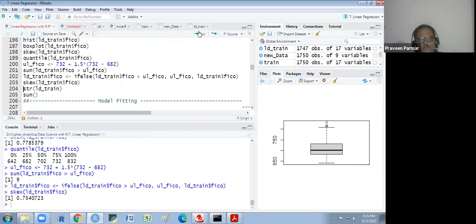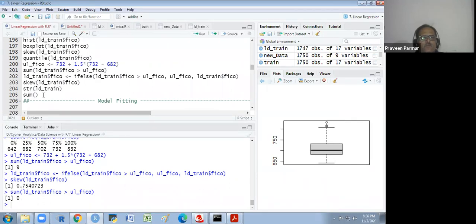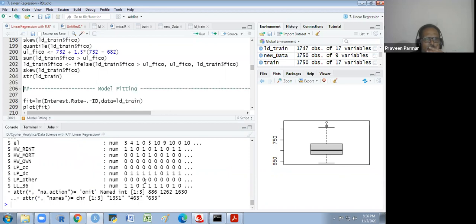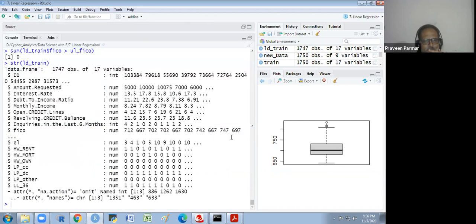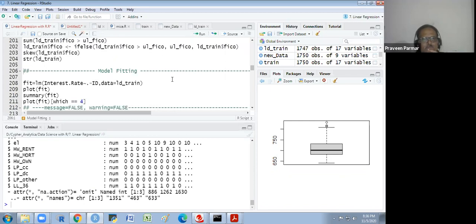And I will see it. So the skewness reduces a little bit. And I will again see how many there are now. So there is nothing. This we have finished. Now we see the structure. Got it? Now we have to start fitting this model.